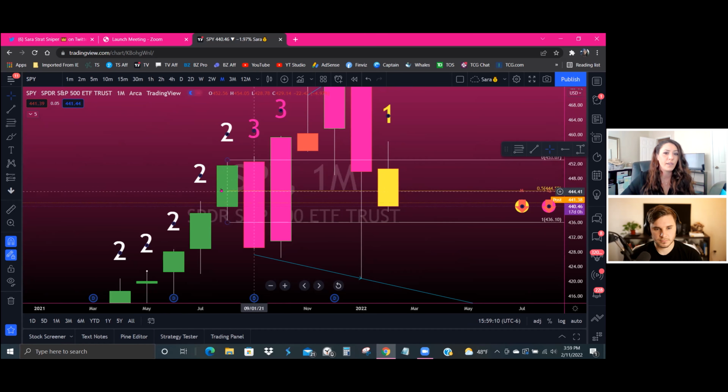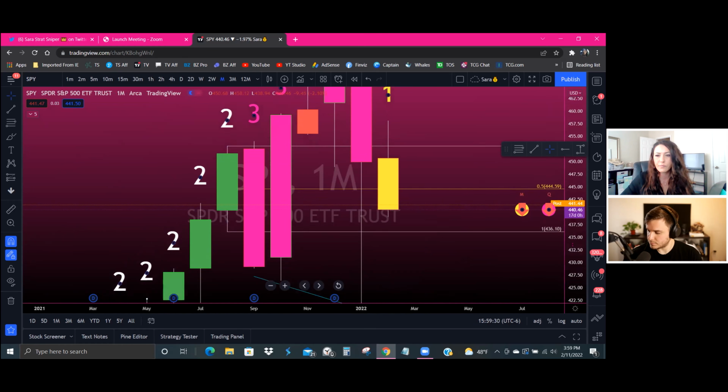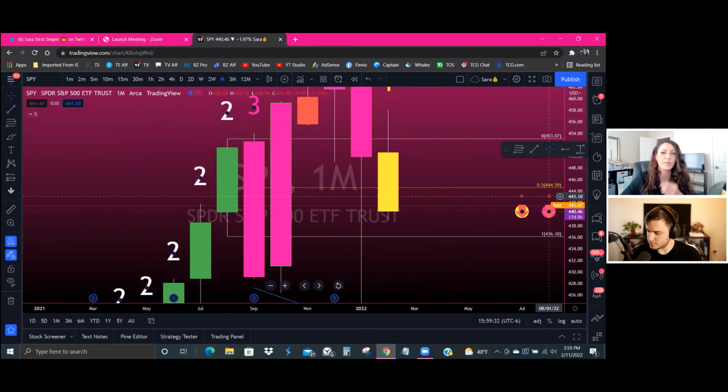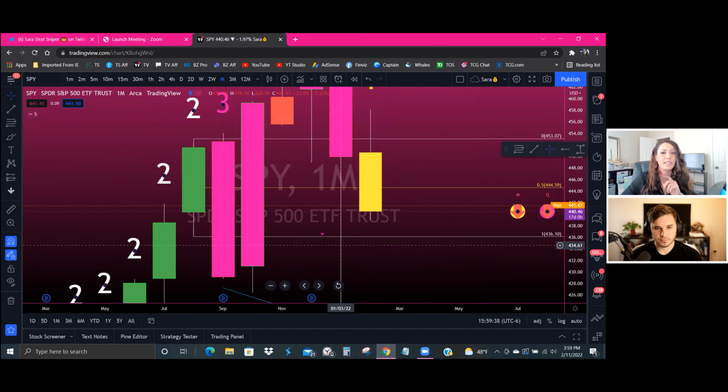So once we have retraced, there's two rules. You must take out one side of the previous candle, and then you must retrace at least 50% of the previous candle. And what that means is we expect price to come and take out the other side of this candle. So for instance, the 50% was at 444, and we were expecting it to at least take out 436, which it did.